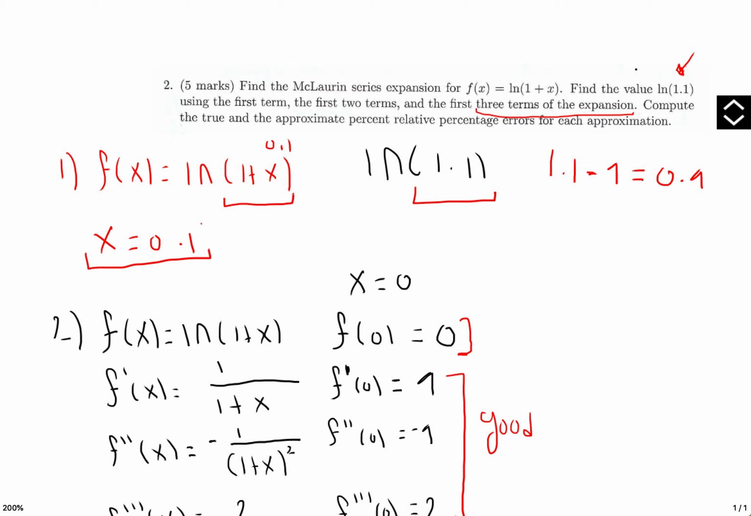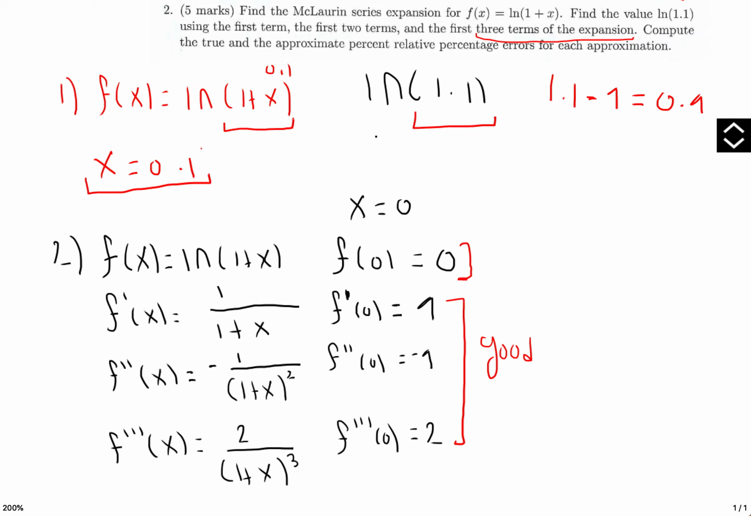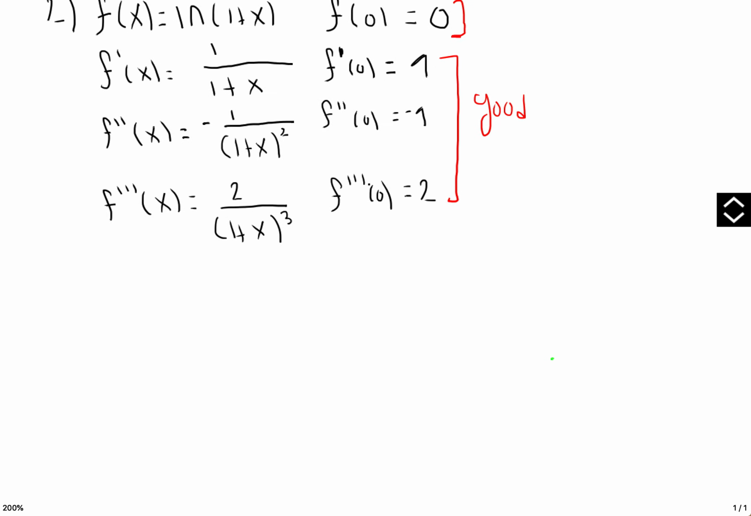So the question itself says find the value of ln 1.1 using the first term, the first two terms, and the first three terms. And then for each, you need to compute the true and approximate percent relative errors. Okay, that's pretty straightforward, but what does that really mean?